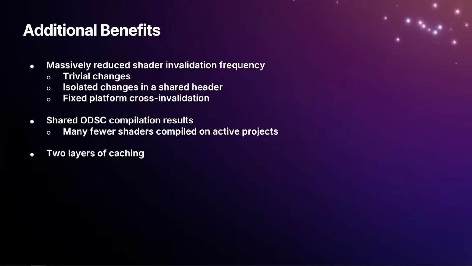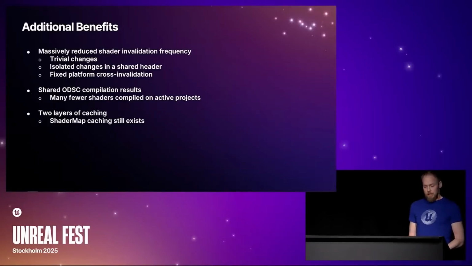So effectively now we have two layers of caching for shaders. The previous shader map caching still exists and functions basically exactly the same way it did before. But the big distinction is when we get a miss on the shader map cache, we generally retrieve cache results for all the individual shaders rather than need to actually do any compilation. So cache hits on shader maps effectively just bypass the preprocessing cost.